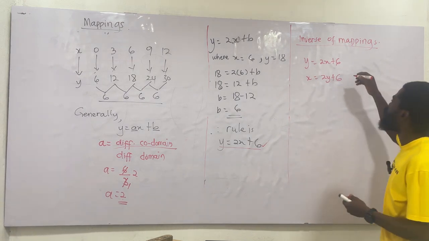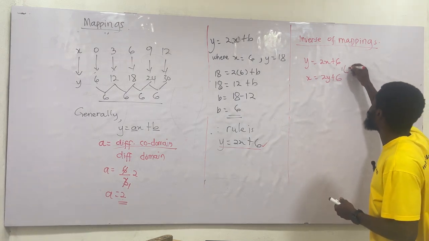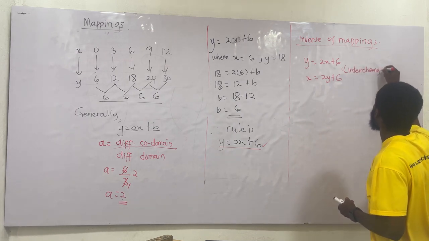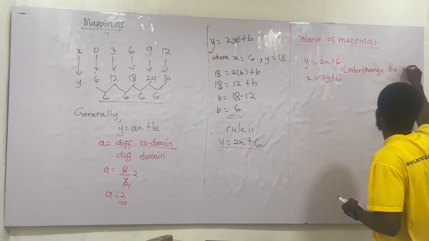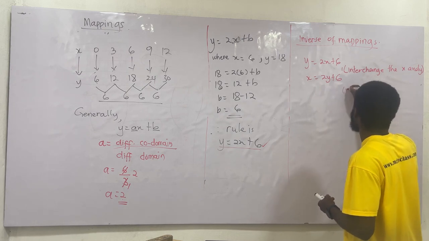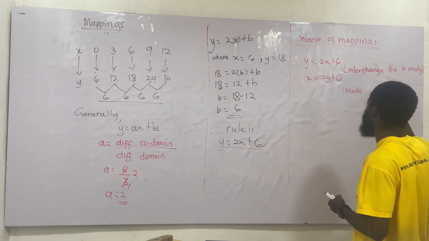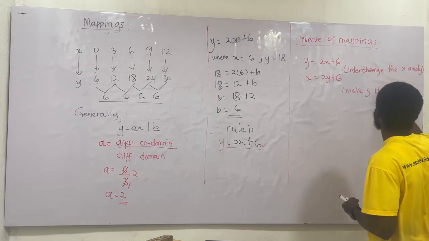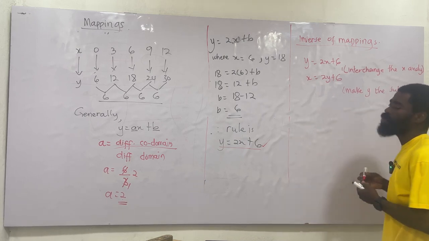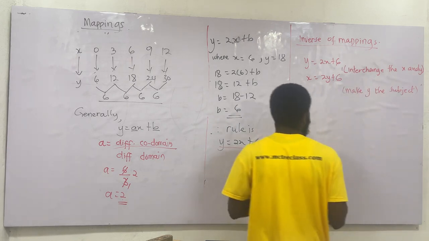So here we interchange. The first thing is to interchange the x and the y. After interchanging, then we make y the subject. Make y the subject of the relation. Then that becomes your inverse mapping, or the rule for the inverse.